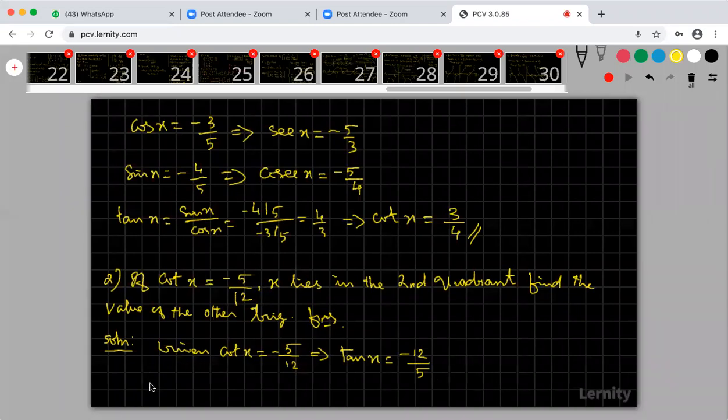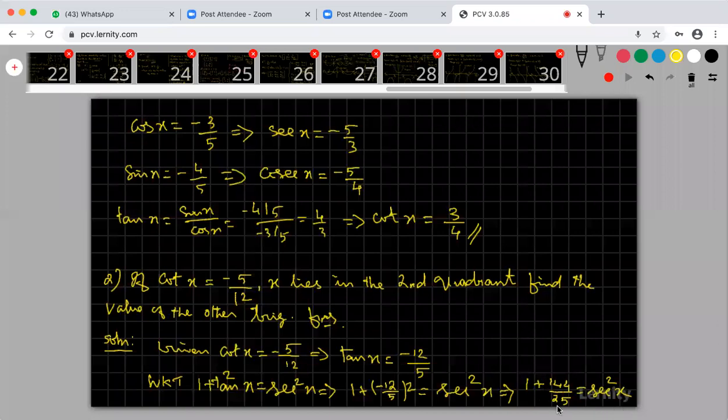Okay, now we know one result: 1 plus tan square x is equal to secant square x. Okay, right. 1 plus, what is your tan? Your tan is minus 12 by 5. Minus 12 by 5, the whole square. Okay, so this is my secant square x. Right, what is the answer for here? So this is 1 plus 144 by 25, minus 12 the whole square is 144 by 25. This is my secant square x. Okay, right. So now simplify this, 25 plus 144, that is 169 by 25.